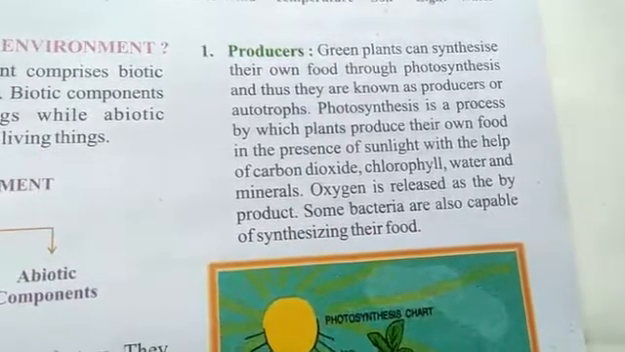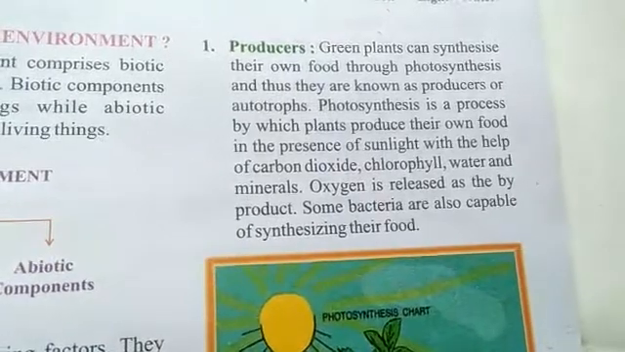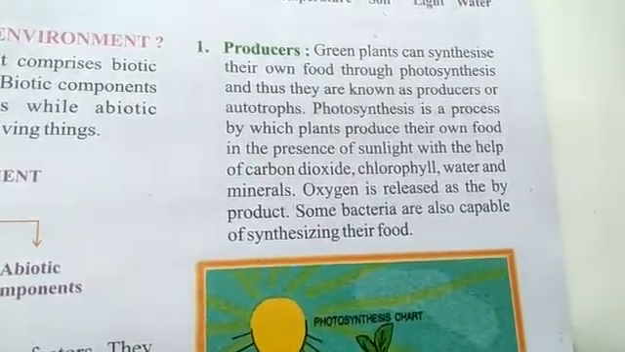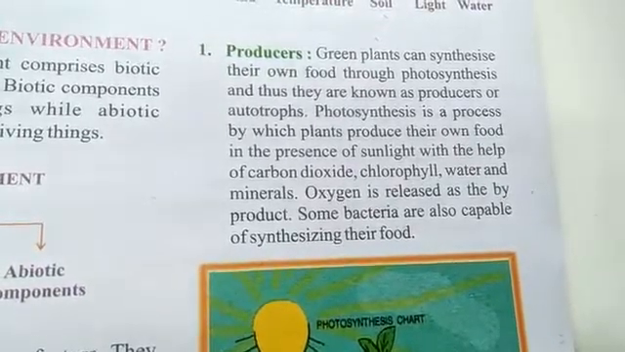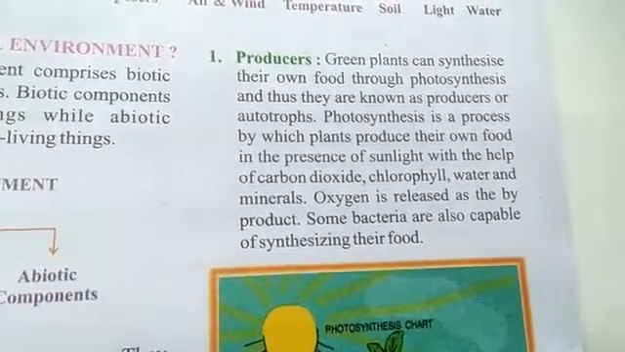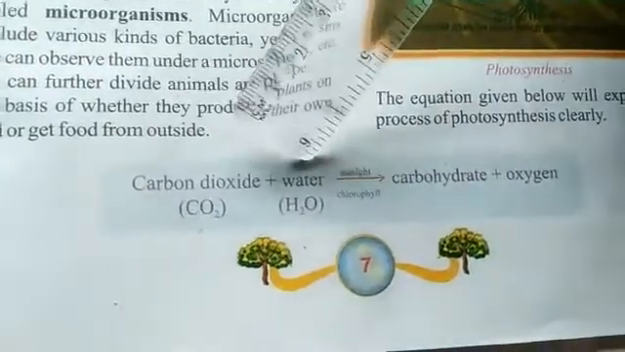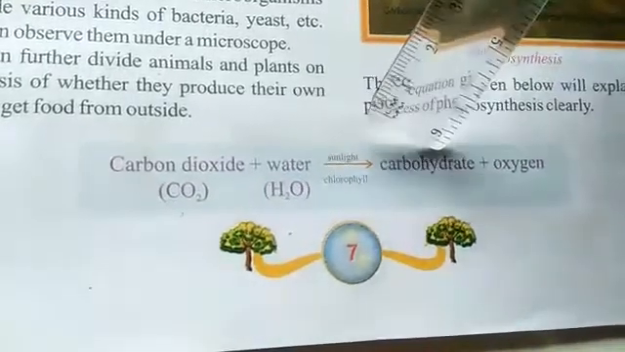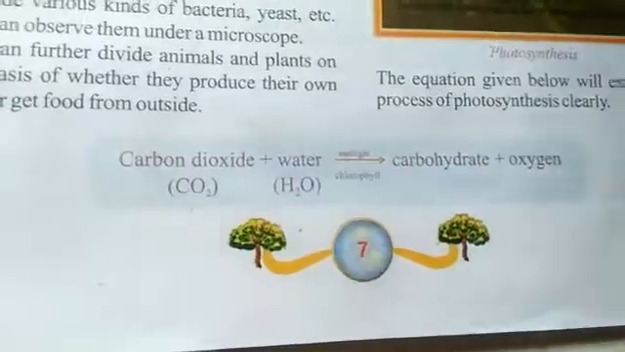Example, green plant. So green plants can prepare their own food through photosynthesis by taking carbon dioxide and water, in presence of sunlight, using chlorophyll. It produces the food and gives out oxygen. So the equation is here: carbon dioxide plus water, with sunlight and chlorophyll, gives carbohydrate plus oxygen. In place of carbohydrate you can write starch, also you can write glucose.